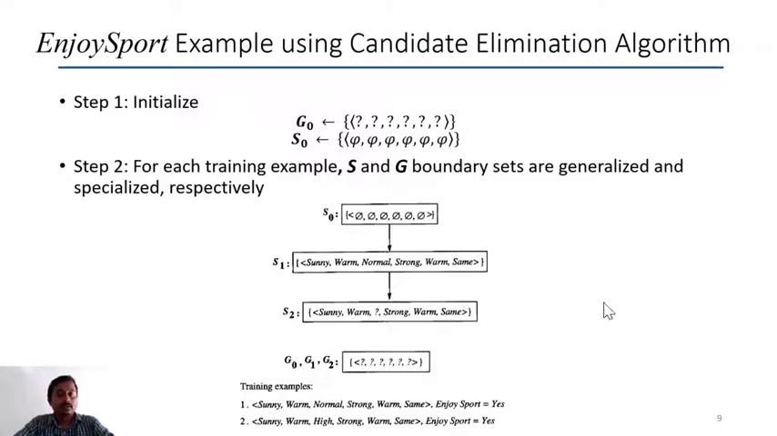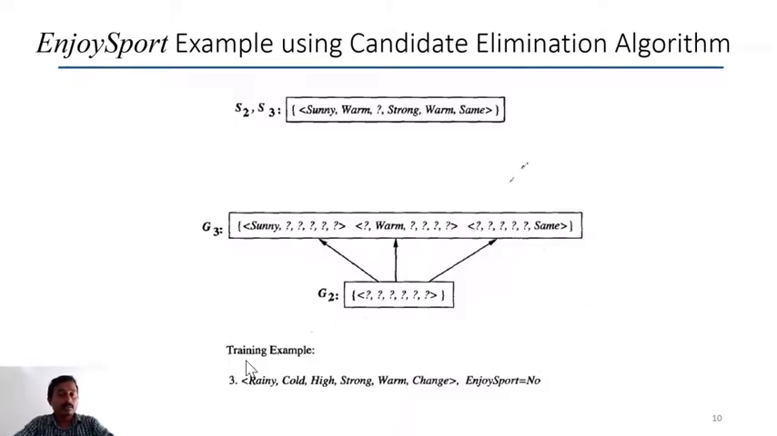Then we'll consider the third example, which is a negative example. Now we'll see whether S2 is covering this example. So we have sunny here and rainy, so it is clearly classifying this example as negative. So S3 will be equal to S2.